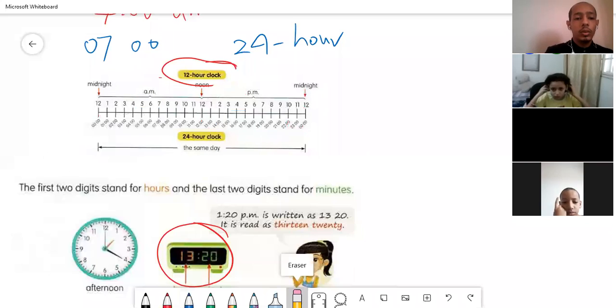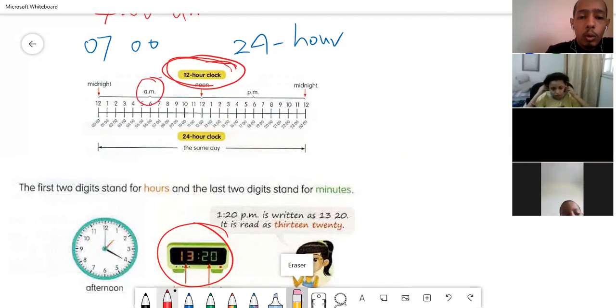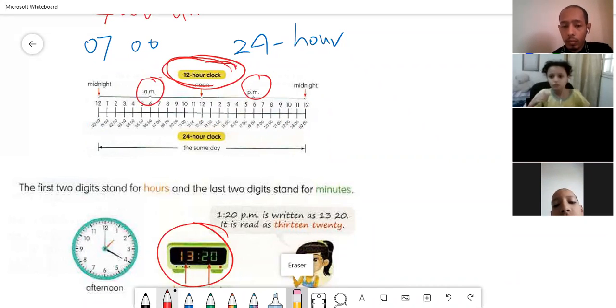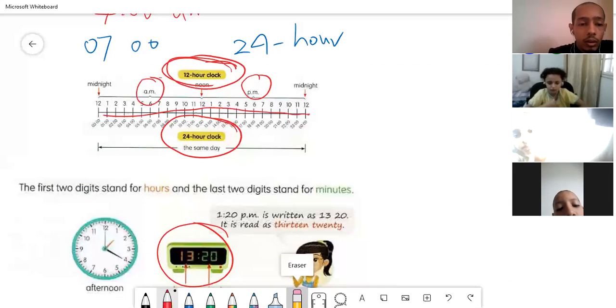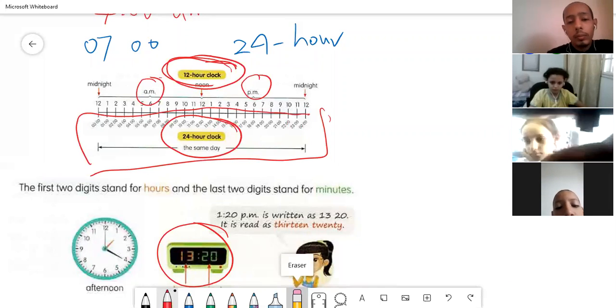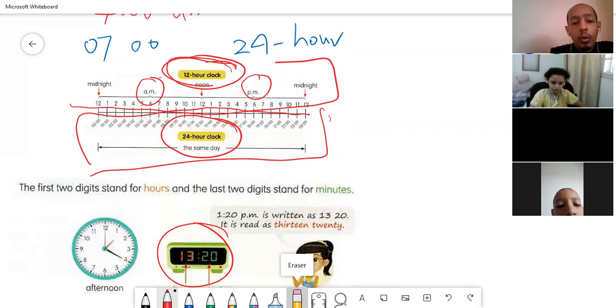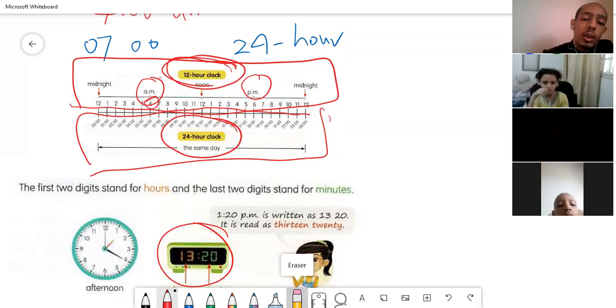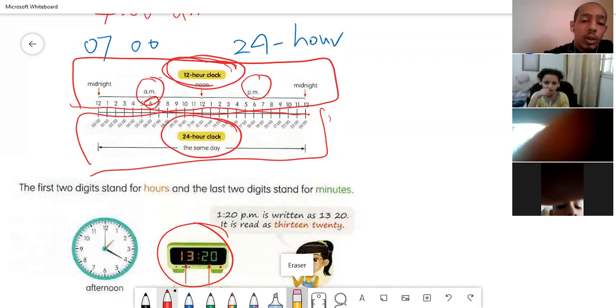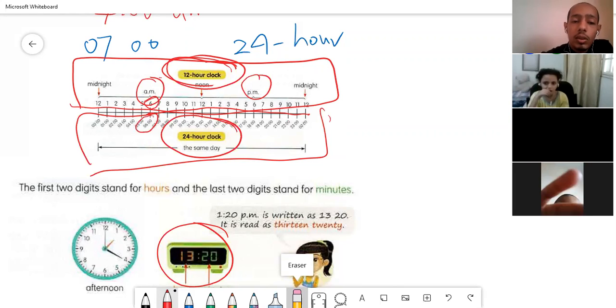You see here, when we are talking about the 12-hour clock, we have AM or PM, okay? But with the 24-hour clock, the numbers, we don't have AM or PM. This is only for the 12-hour clock, okay? So if it is, for example, 6 a.m. in the 12-hour clock, what are you going to say in the 24-hour clock? You're going to say it is 6:00, right?